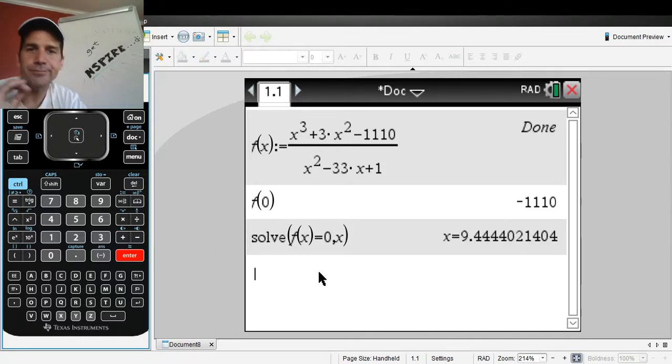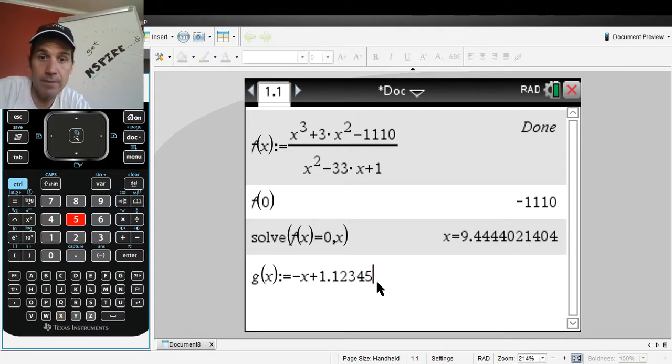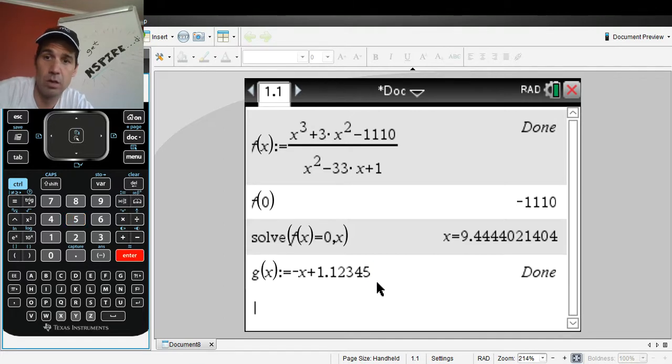Now let's look at a second function. Let's do g of x. Let's define that. Again, to define, you hit control magic button. Let's do like negative x plus, I don't know, 1.12345. I don't know why, just to make it weird. Done.